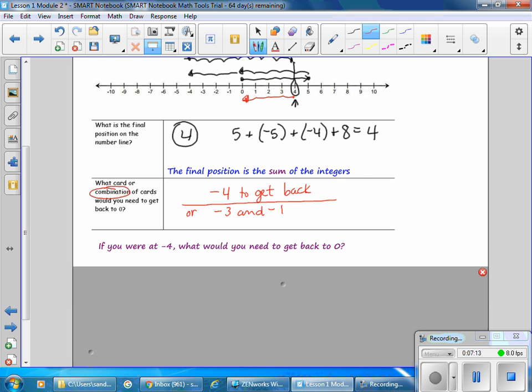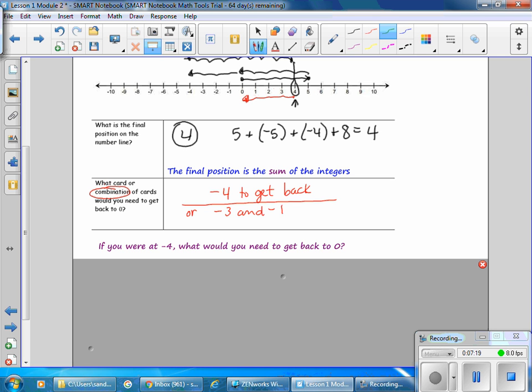If you were at negative 4, what would you need to get back to 0? So let's say you're over here at negative 4 and you wanted to get back to 0. You would need 1, 2, 3, 4. Then would that be a positive 4 or a negative 4? Since you're going in the direction of right, that would have to be a positive 4.